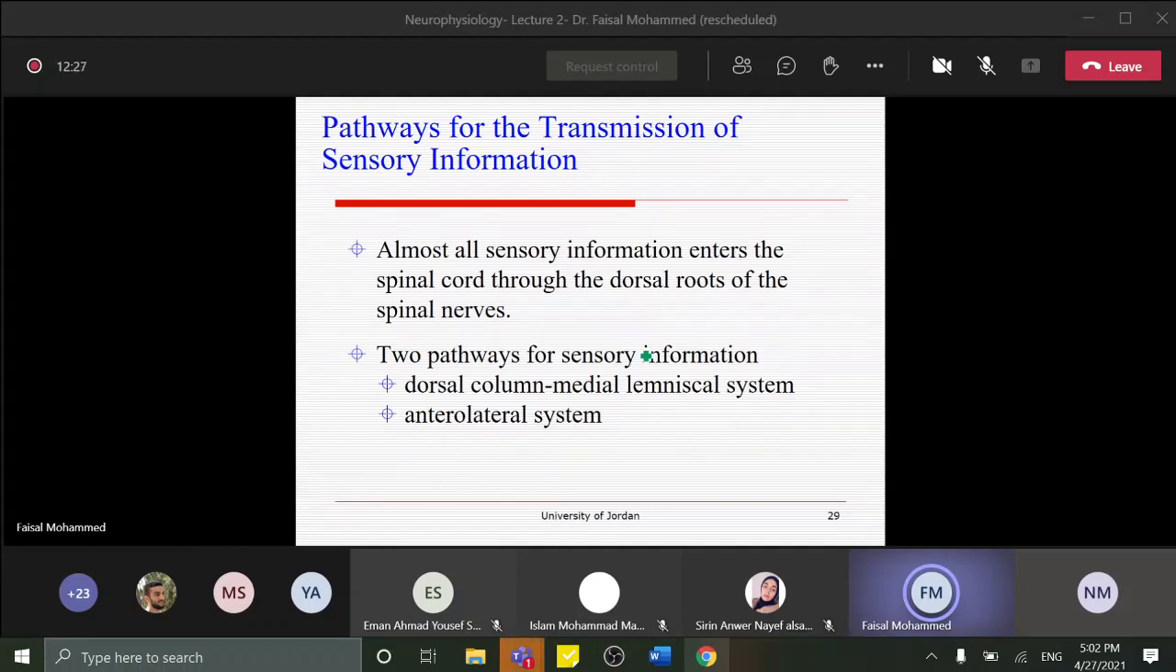If there is no question, last time we said we have two major pathways for sensory information. One pathway we called the dorsal column medial lemniscal system. Dorsal column, or posterior column, is the posterior column in the spinal cord. The other system is called the anterolateral, or spinothalamic, system. It is located in the lateral and anterior column of the spinal cord.